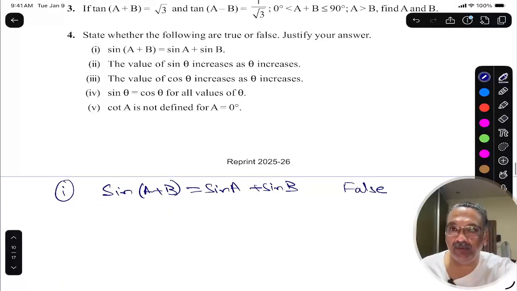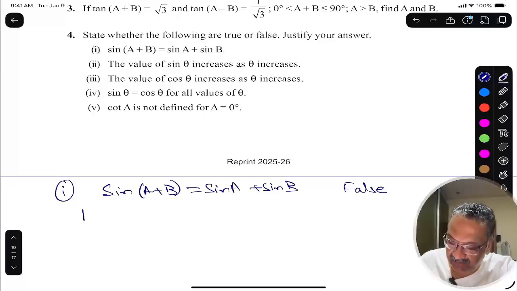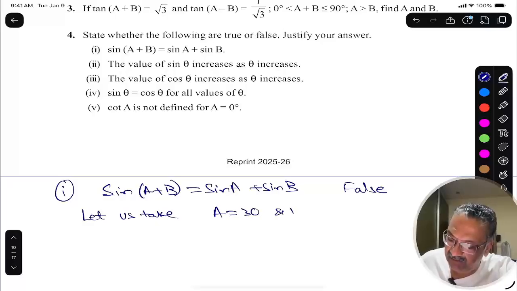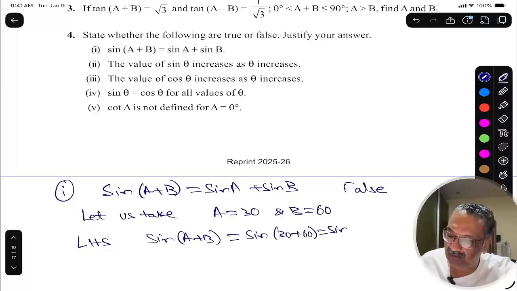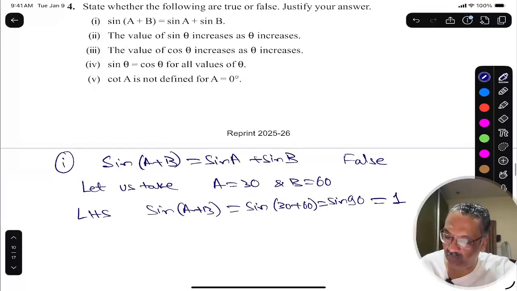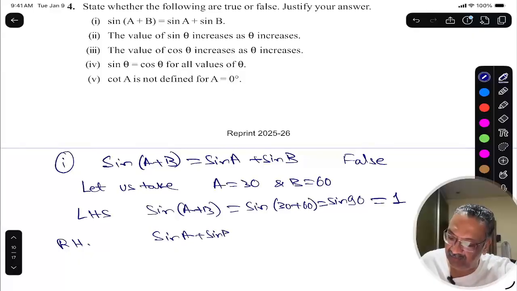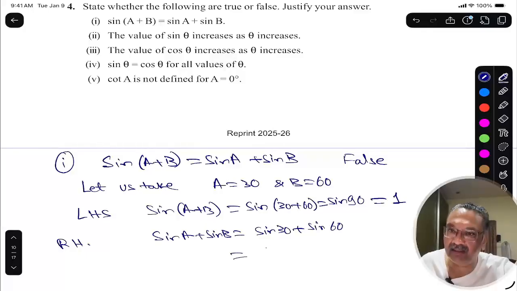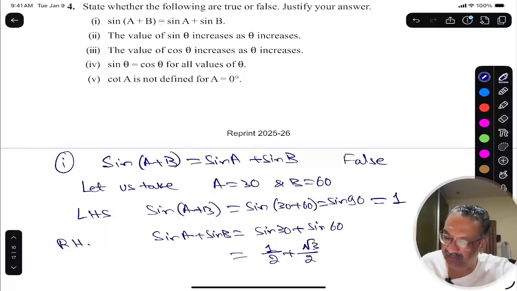How do we prove this? Okay, let us take any one example. Let us take A is equal to 30 and B is equal to 60. What is LHS? LHS is sin of A plus B, which is equal to sin of 30 plus 60, is equal to sin of 90, which is equal to 1. Now what is in RHS? Sin A plus sin B, which is equal to sin 30 plus sin 60.